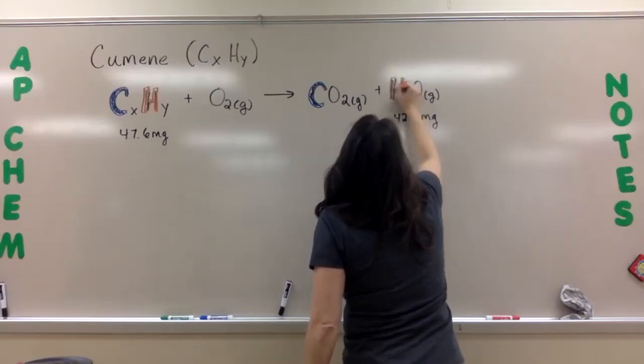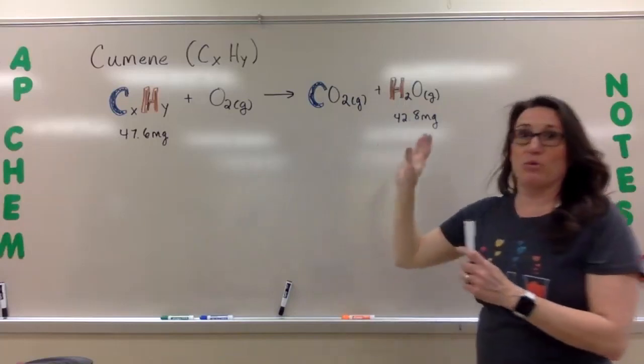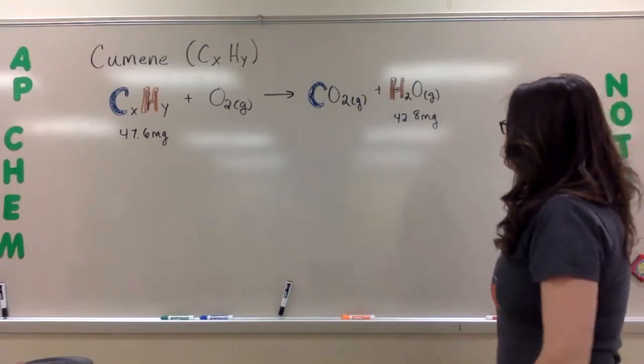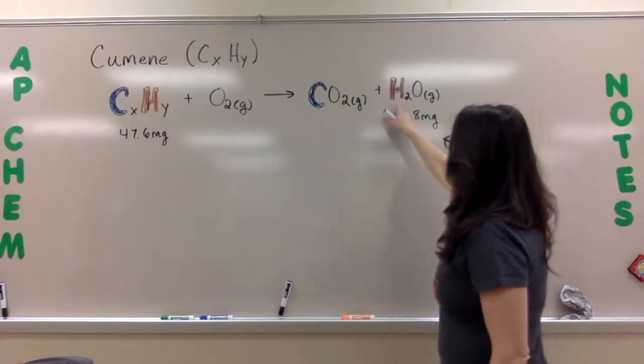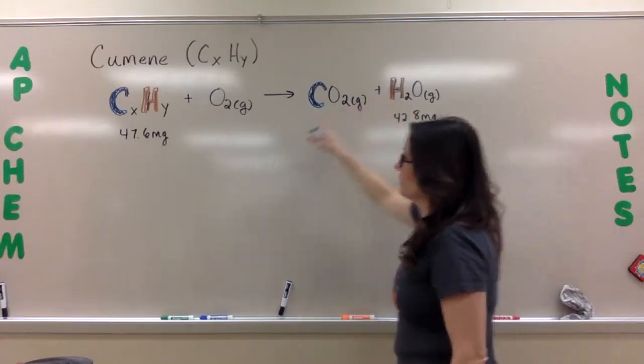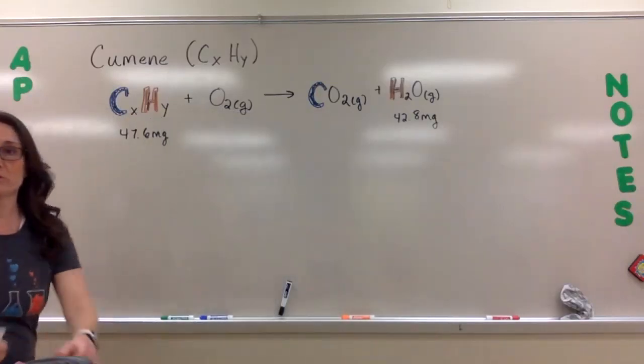I think I might have picked a problem that's too hard, but we'll work through it. So let's just focus on what we know, okay? Of this 42.8 milligrams, some of it's hydrogen and it came from here. So what do you guys think for some advice? What should we do?